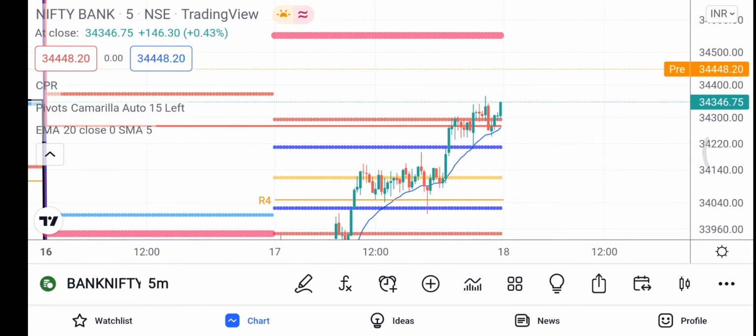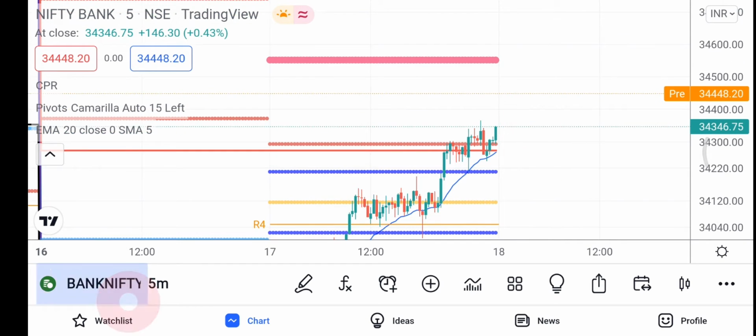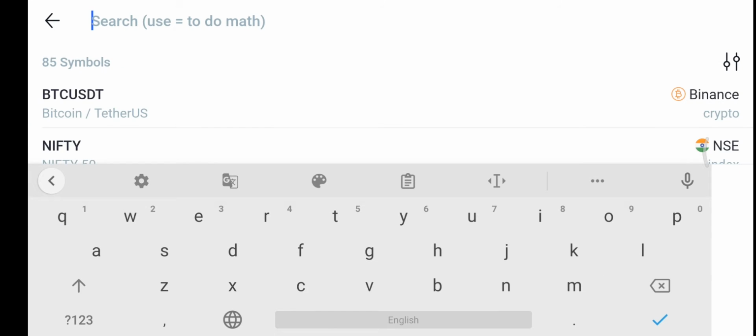So the market is going to open above this previous day high and below this resistance. This pink dark red line which you are seeing is today's daily resistance. So the market is going to open below that, and I am going to see the Nifty.